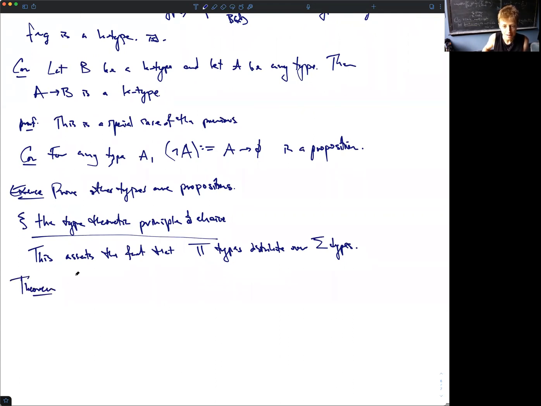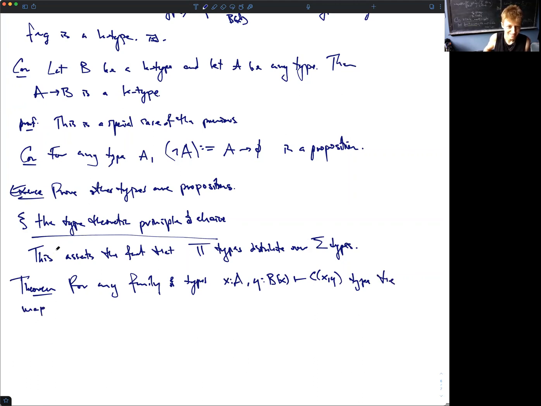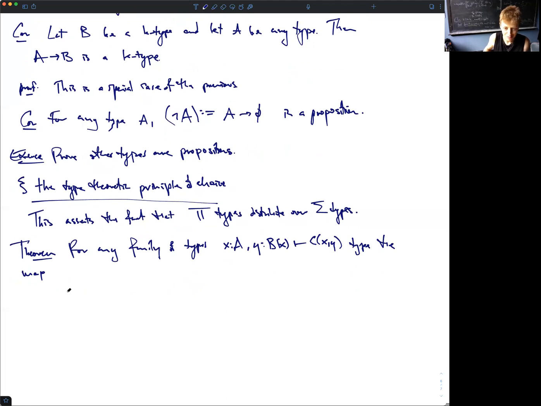So the theorem: for any family of types, I'm going to start with a base type A, which could be in any context, so of course I'm suppressing that. Then I have a family of types B over A, and then I have a family of types C over that pair. The map is as follows. We'll call this map choice, I suppose.